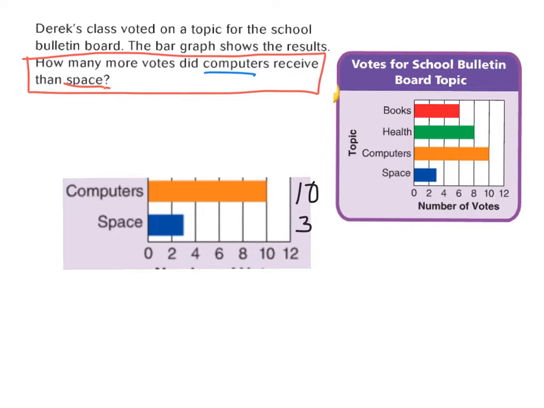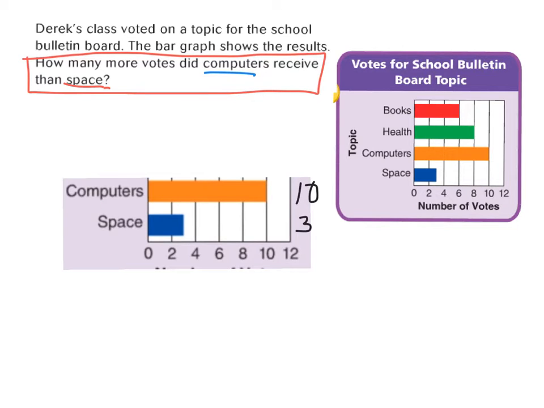And how can we tell that it's 3? Well, if we look at the end of the bar, it ends right there. And that is in between the number 2 and 4. And what number is in between 2 and 4? Well, it's 3. 2, 3, 4. So, our question again is, how many more votes did computers receive than space?